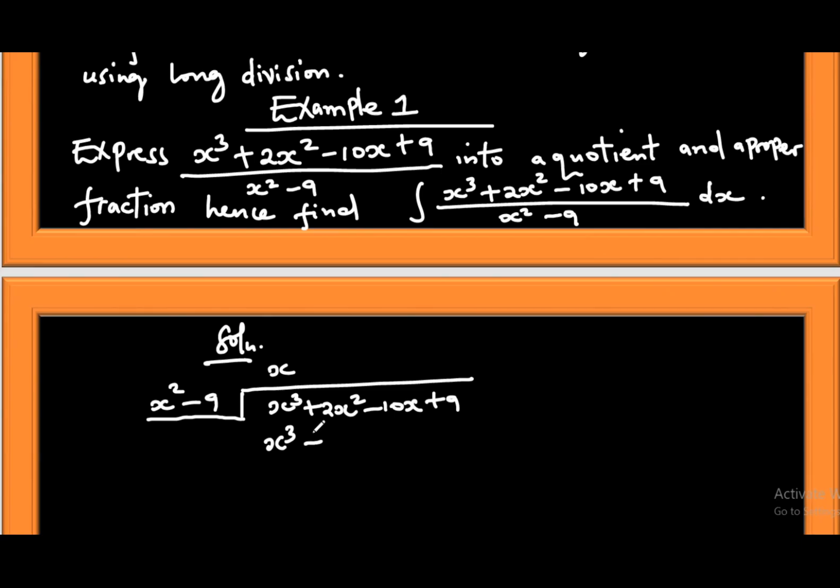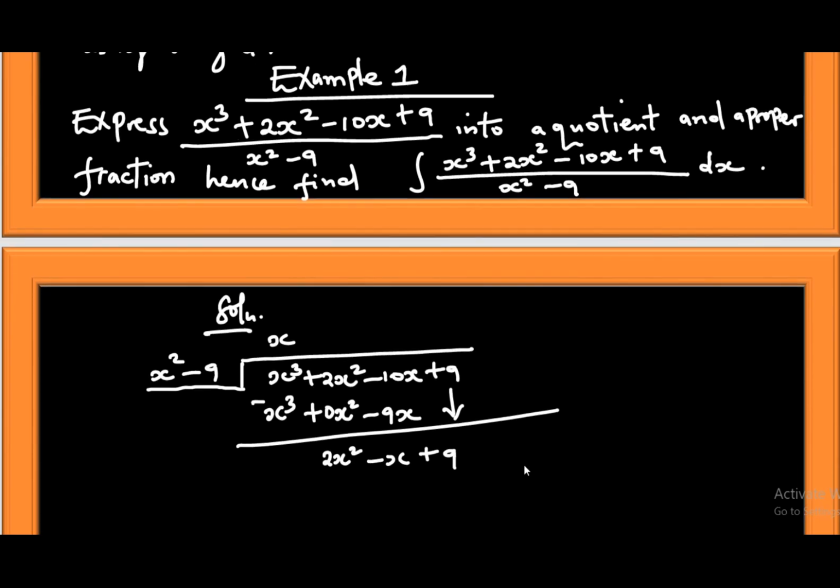But I would prefer, for easy subtraction, to note that we don't have any x squared, so finally I write minus 9x. From here, you first subtract. So x cubed minus x cubed gives us 0. 2x squared minus 0x squared gives us 2x squared. And then minus 10x minus negative 9x, that is minus 10x plus 9x, which is minus x. And then definitely we carry on with the 9, so we say plus 9.